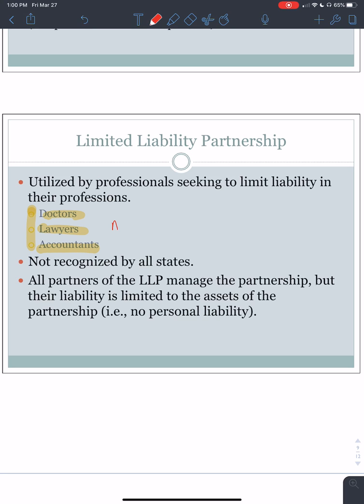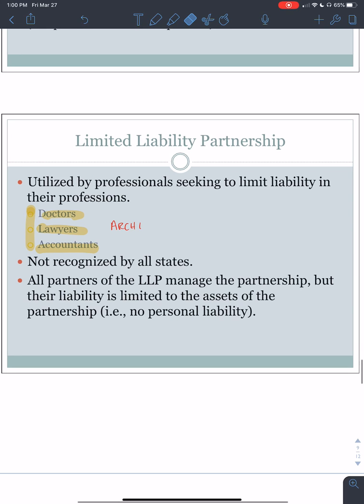Another example is architects. God, I don't know if I can spell this. I'm not even going to try. Architects, okay. That's weird. I'm a lawyer and I can't spell architects.